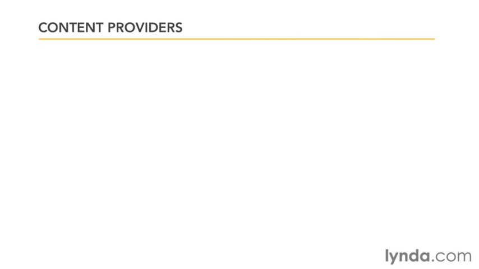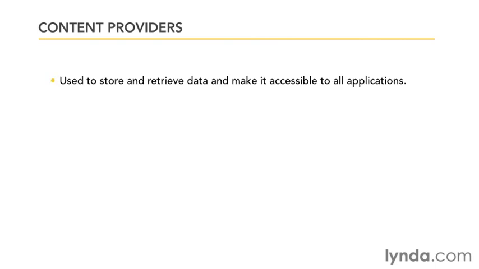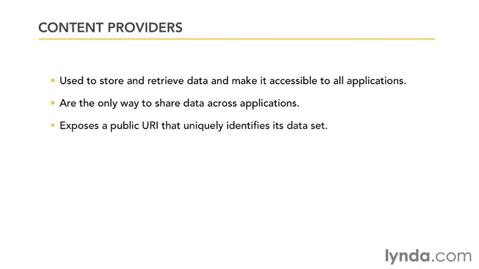Content providers are used to store and retrieve data and make it accessible to all applications, because by default, there is no way to share data across different applications. The only way to actually do it is to use a content provider. The way this works is it exposes a public URI that uniquely identifies the data set. So if I have some data that I want to expose to other applications, I can create a content provider which these other applications can connect to.